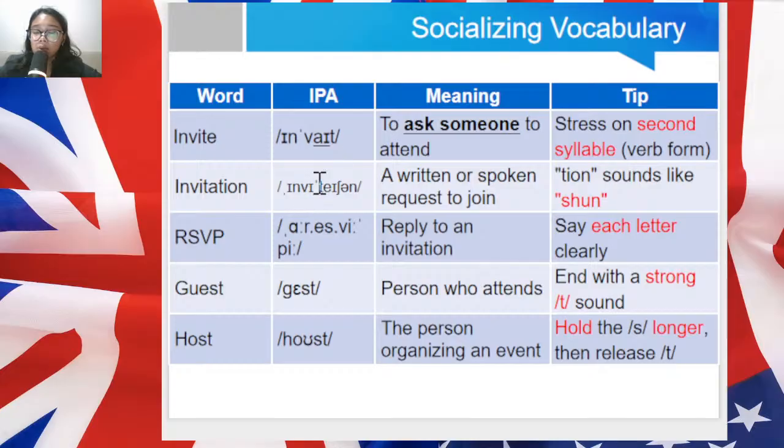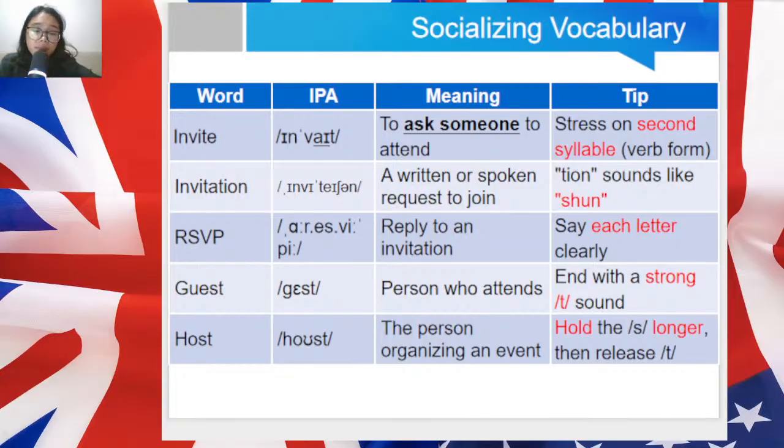When it comes to IPA, you will understand what IPA is all about. It is very important that you understand that one, because IPA is a great help for us, especially when learning how to say a particular word. It is a guide in pronunciation. Here we have the meaning of guest. This is the person who attends, and then the tip is you end with a strong T sound. So guest, make sure the T is there.